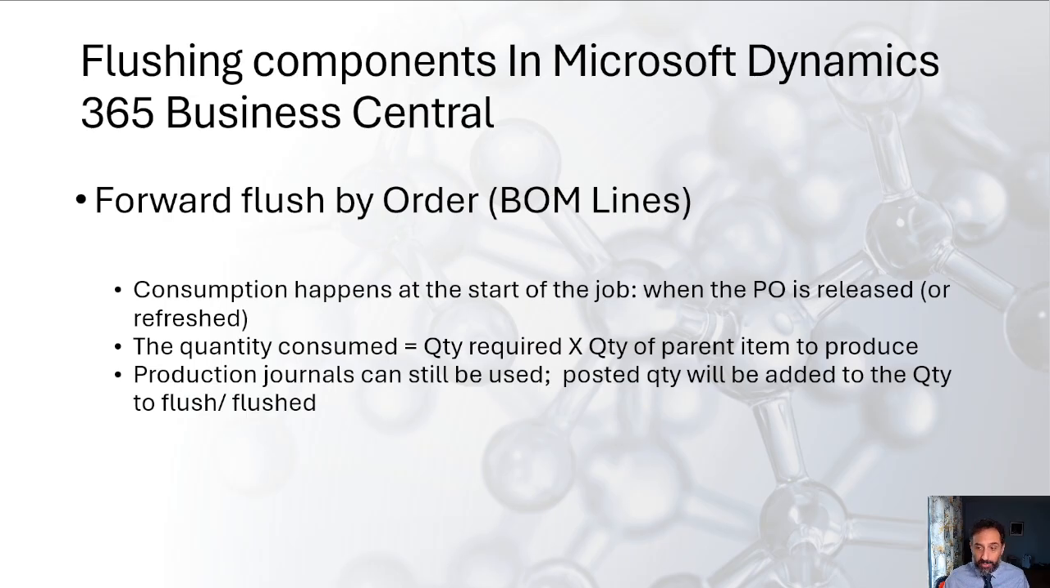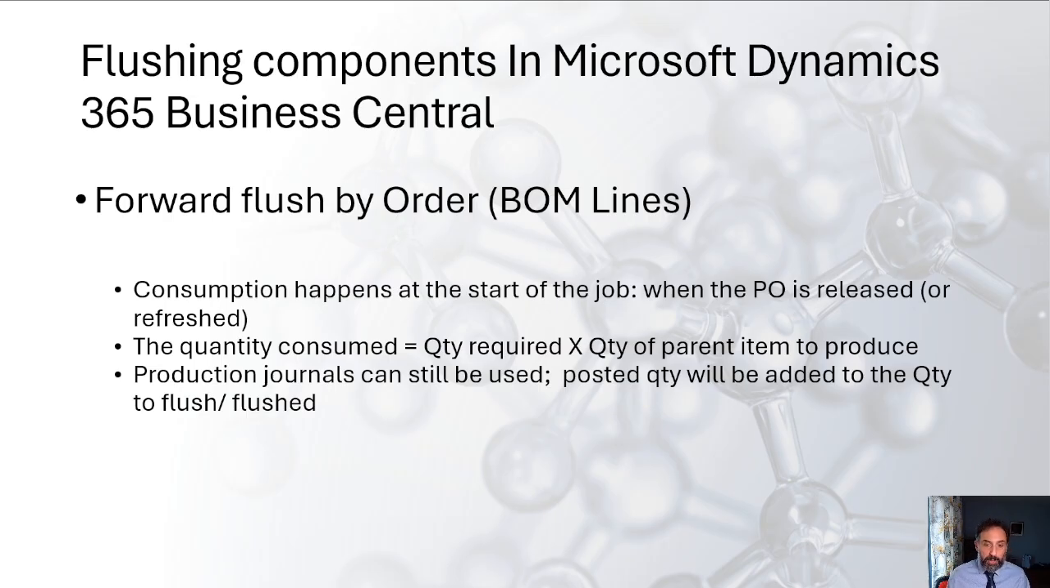So for example, when the PO is released, or when it's refreshed, depending on how you start your process. So if you start with a firm planned production order and you change it to released, the consumption happens at that stage. Or you can start with a released production order. When you refresh it, the consumption happens. The quantity consumed for that item, component or components on a production order, is always equal to the quantity required times the quantity of the parent item to produce. We will see that in an example.